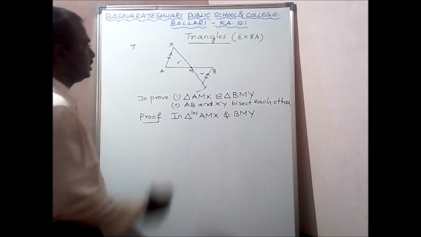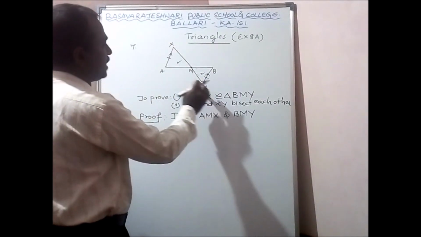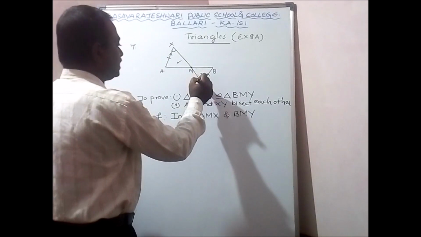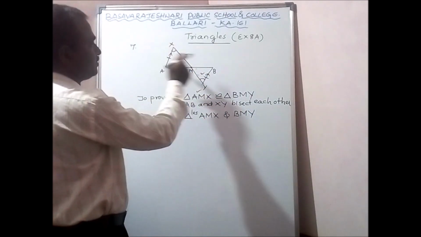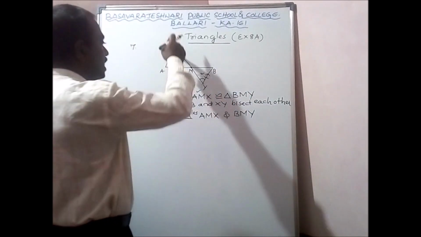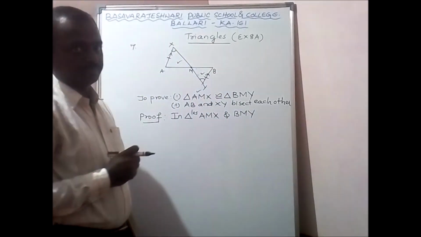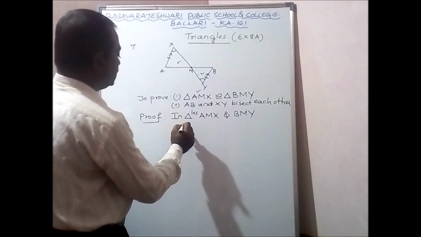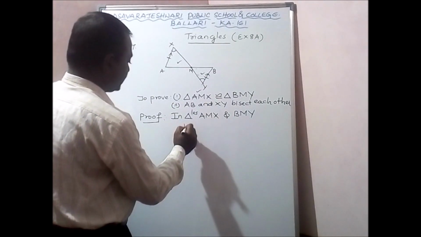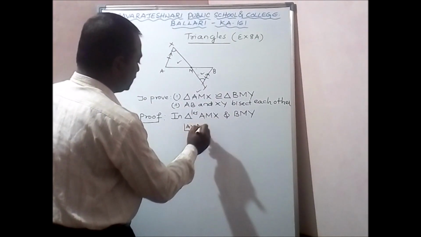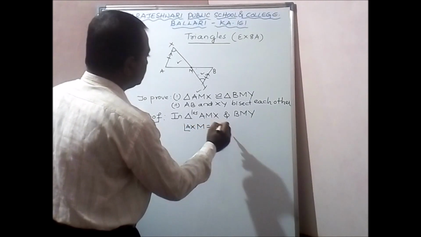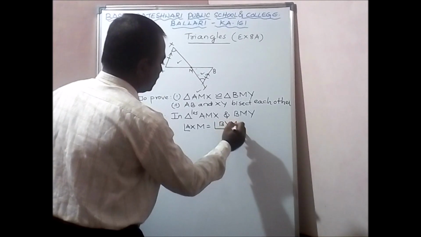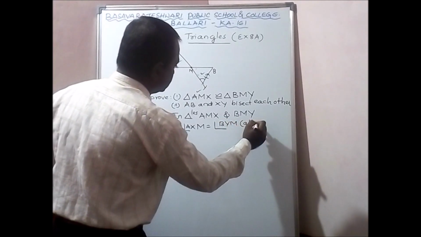So you observe these two lines, AX is parallel to BY. What happens? Alternate angles are formed. AX is parallel to BY and XY is the transversal. So therefore what happens? Alternate angles are formed. So what are the alternate angles? Angle AXM is equal to angle BYM. Alternate angles.